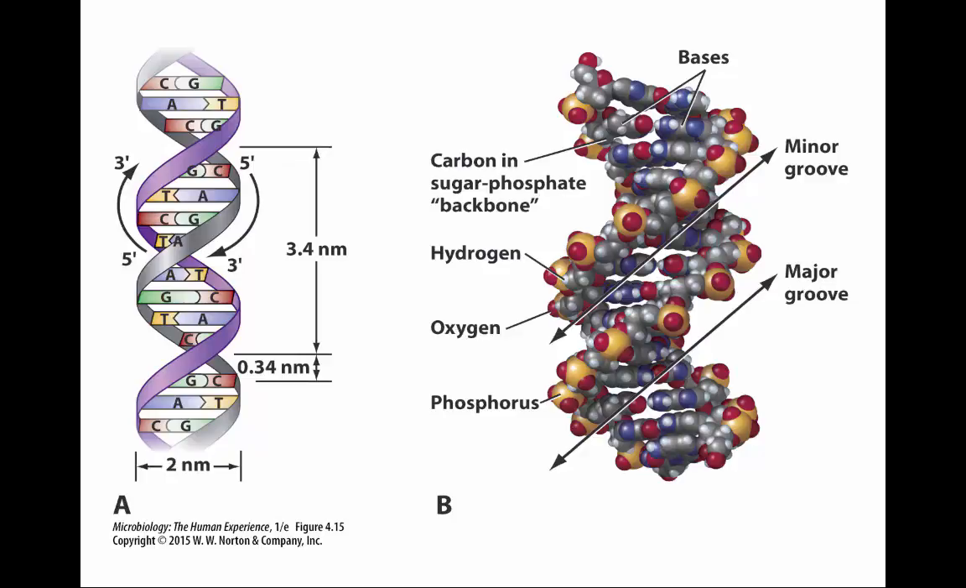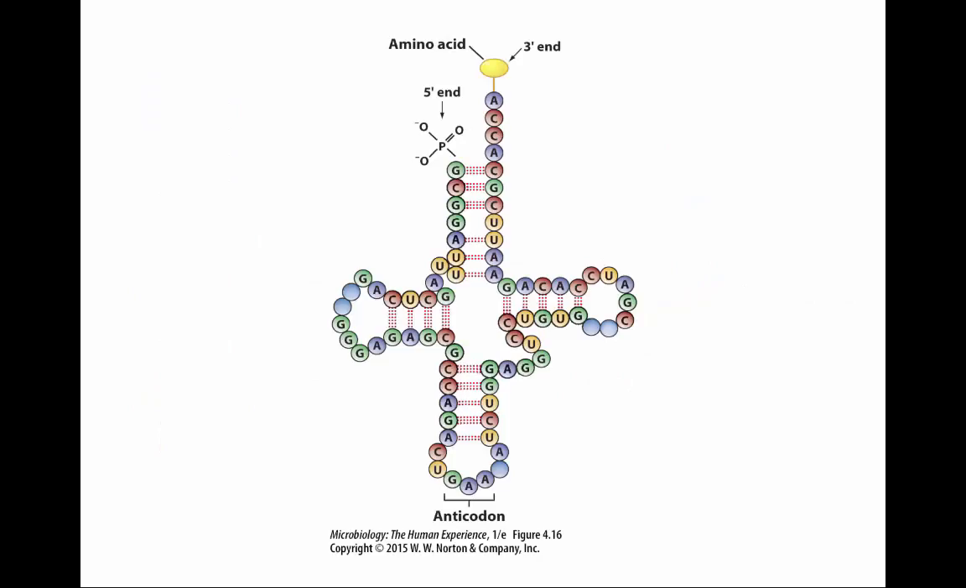So that's how the structure of DNA is really related to its function. Now, the other kind of nucleic acid is RNA. So RNA has a single sugar phosphate backbone. The sugar in RNA is ribose instead of deoxyribose. And you can see here that we have this strand of RNA.